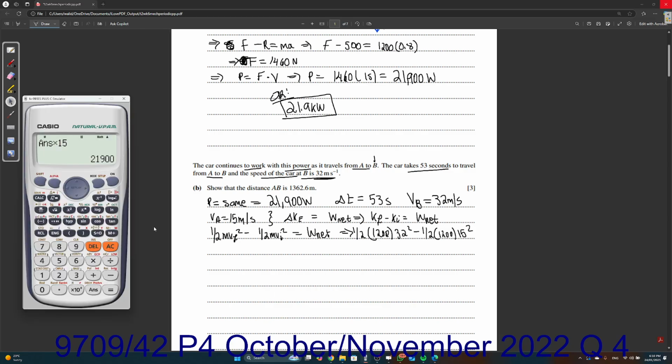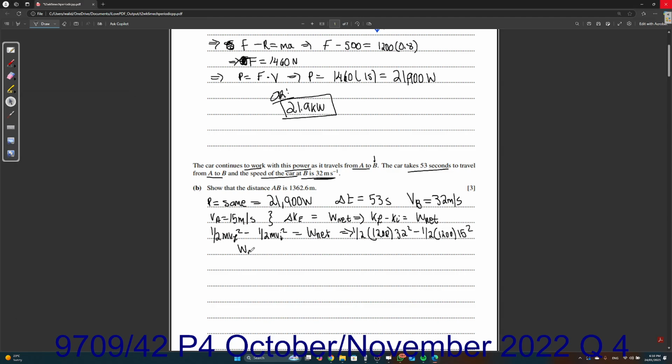Okay, and on your calculator, when you do this, you get 0.5 times 1200 times 32 squared minus 0.5 times 1200 times 15 squared, and you get 479400. So work net is equal to 479400 joules. So we're getting somewhere.